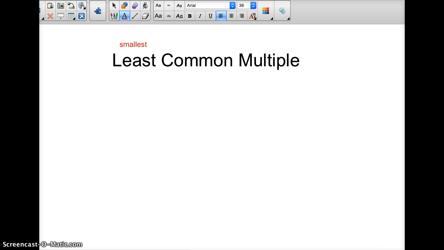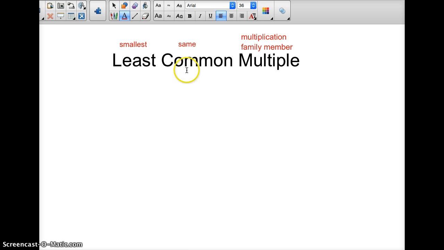Our next word is common, and we already know this word means same because we found greatest common factor, which meant the biggest same factor. So we have the smallest same, and then we have this word multiple. A multiple is a multiplication family member. So all of the products, when you multiply a specific number, are considered its multiples.